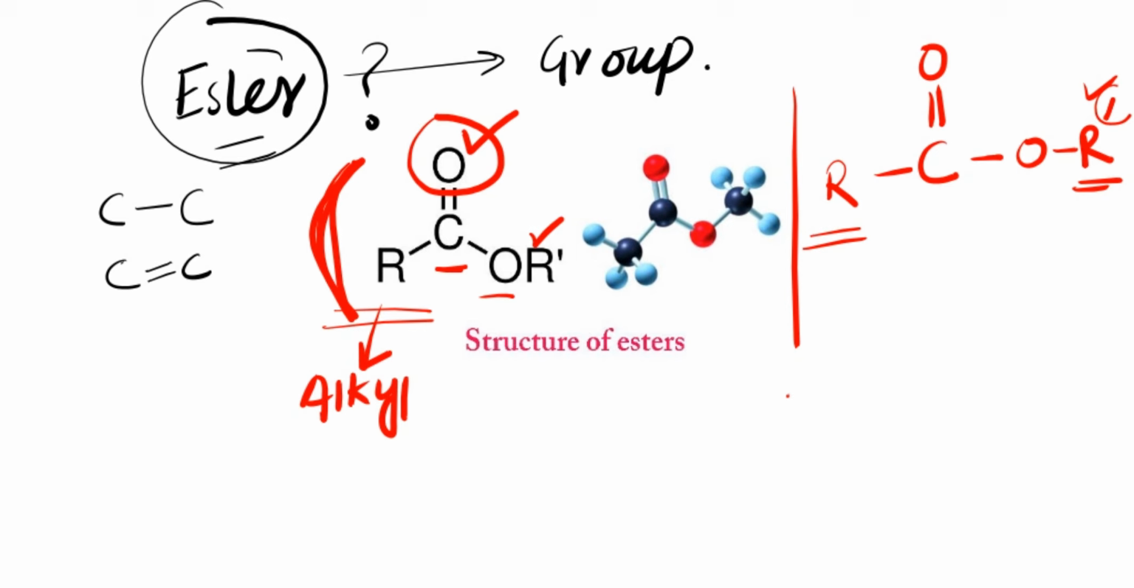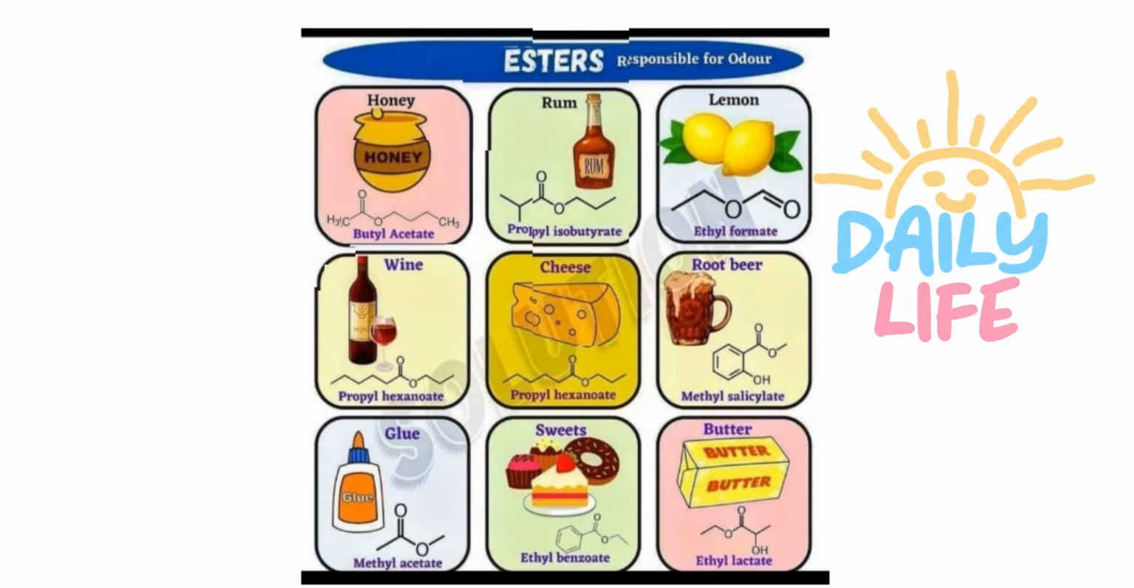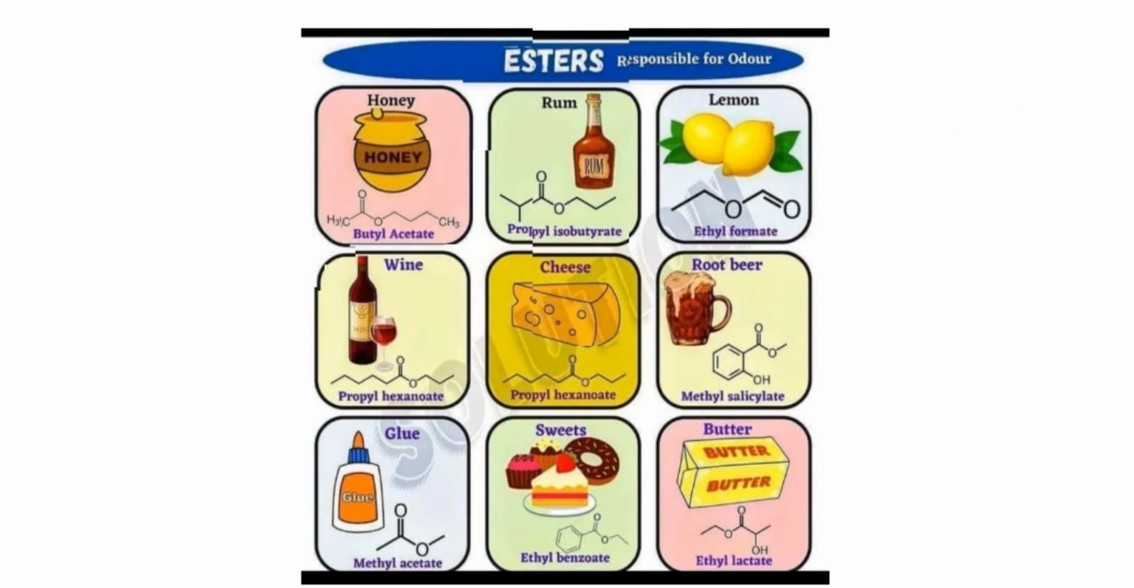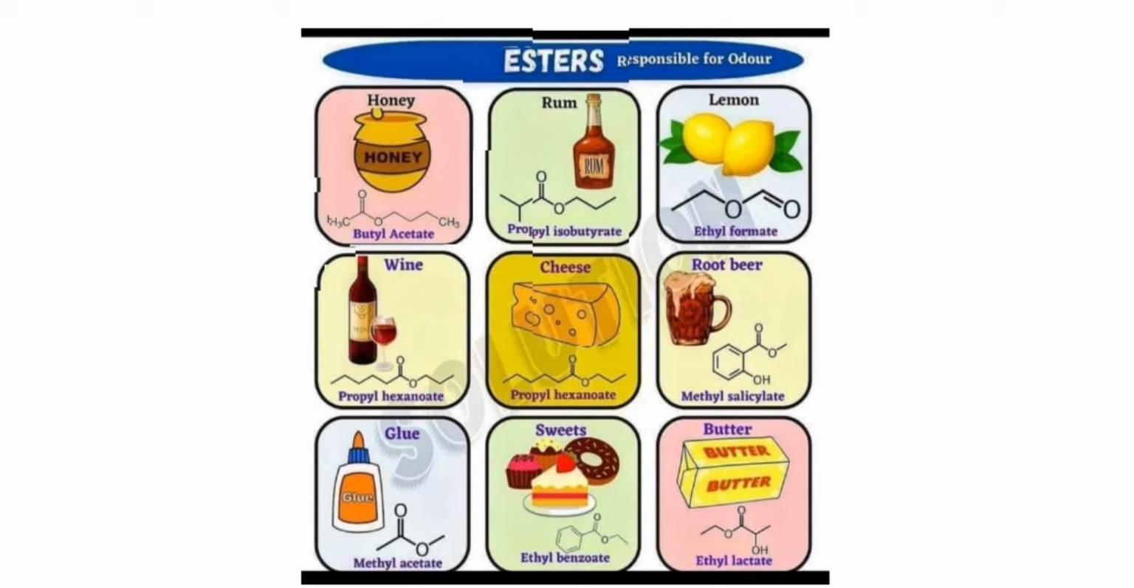Now we will learn how it is formed, and we will learn where it is present in our daily life. Actually, esters smell different. For example, esters have a specific smell, a specific odor, a specific fragrance. It indicates that there is a presence of ester in that particular substance.